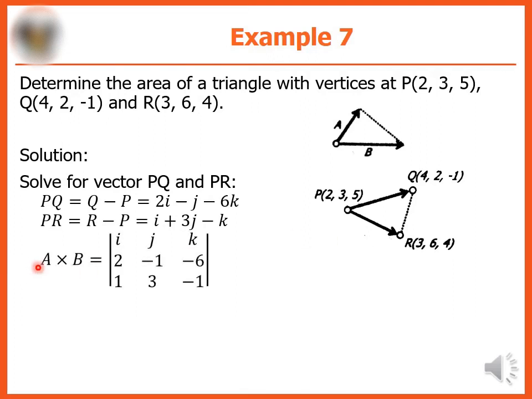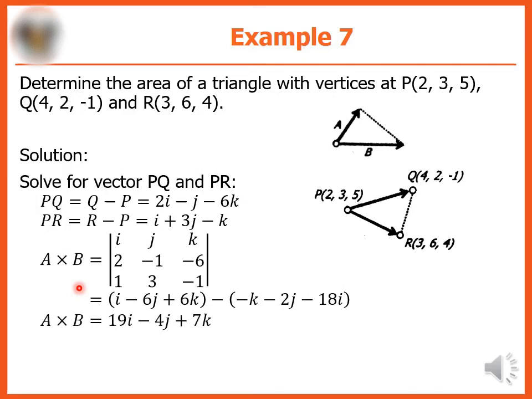So we're going to solve for the cross product of A and B. This is the matrix i, j, k, and then we have 2, negative 1, negative 6 for this row, and 1, 3, and negative 1 for this row. Solving this determinant, we obtain i minus 6j plus 6k minus negative k minus 2j minus 18i. So the cross product of A and B is equal to 19i minus 4j plus 7k.